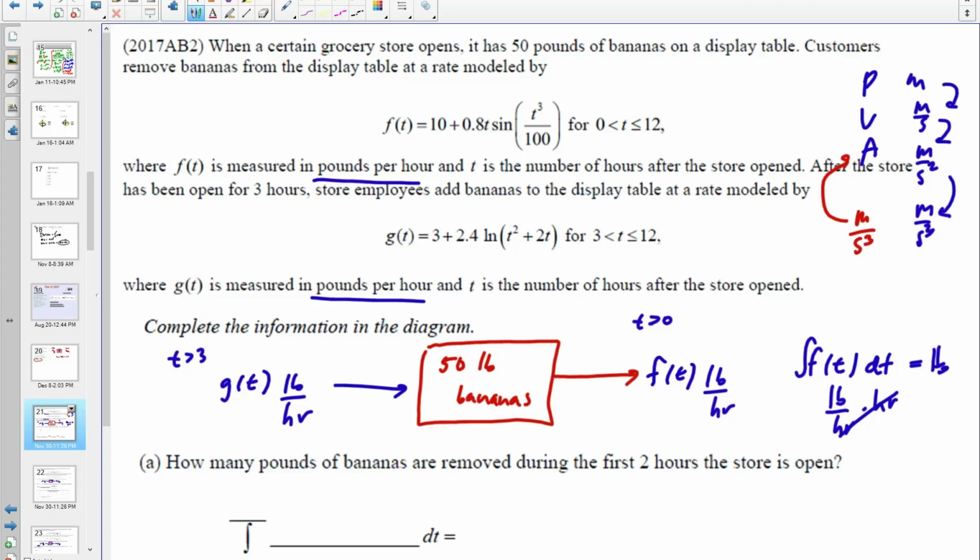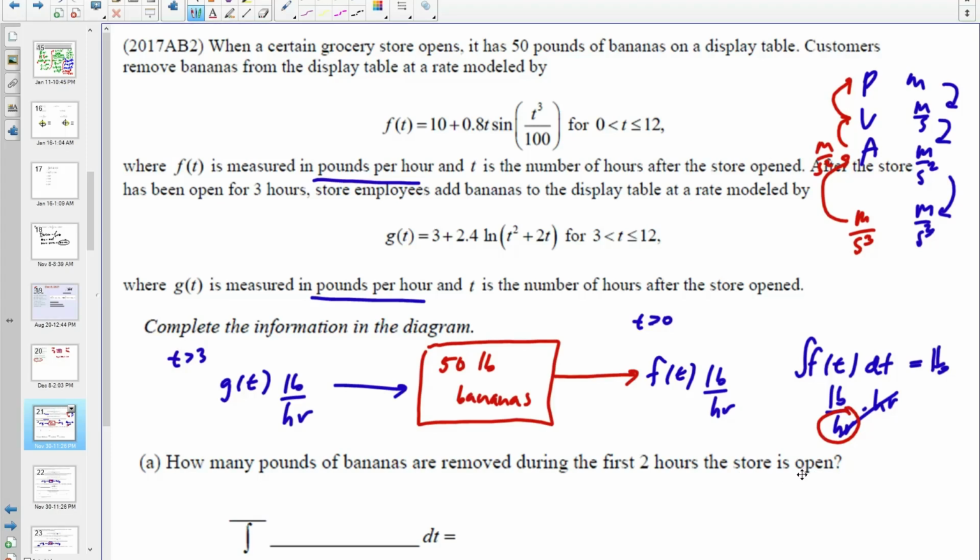So if you take the antiderivative with respect to time of m/s³, you'll get m/s². Okay, and so likewise, when we integrate a rate, when we have pounds per hour, we lose this hour here on the bottom. All right, so what we're going to first find out is how many pounds of bananas are removed during the first 2 hours the store is open.